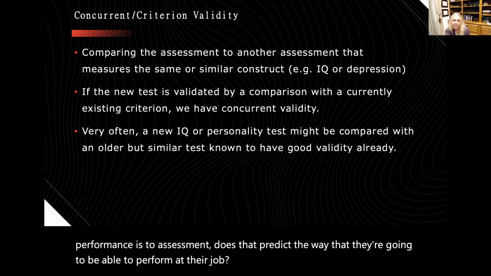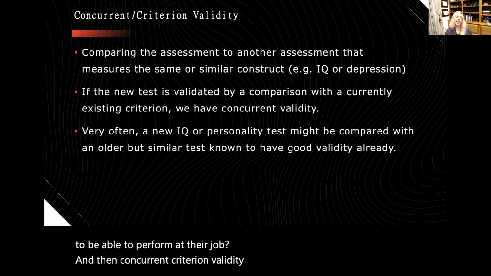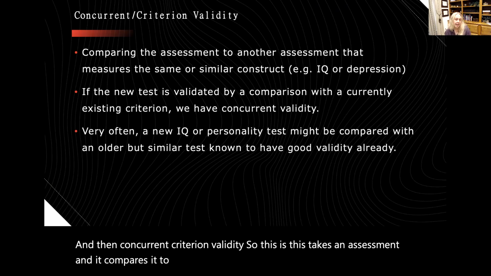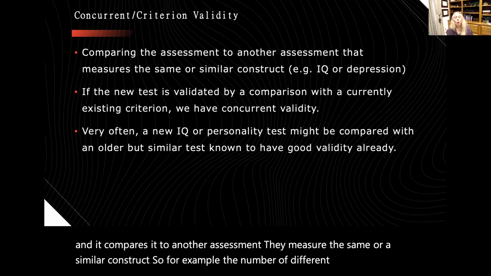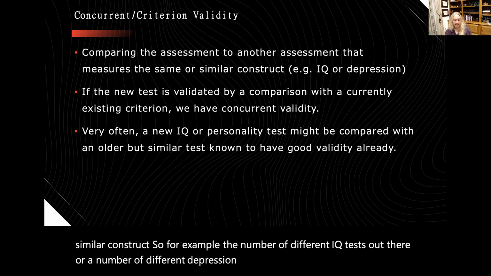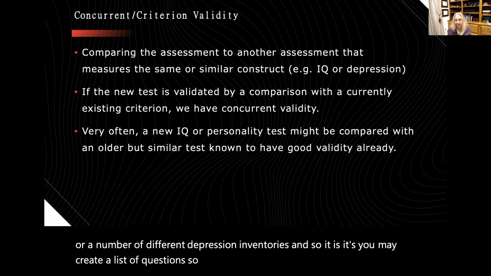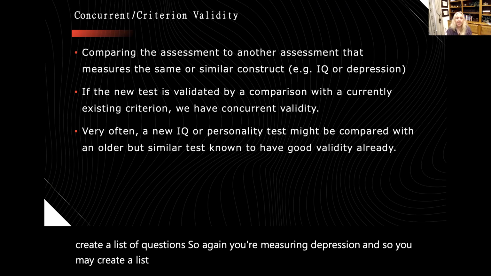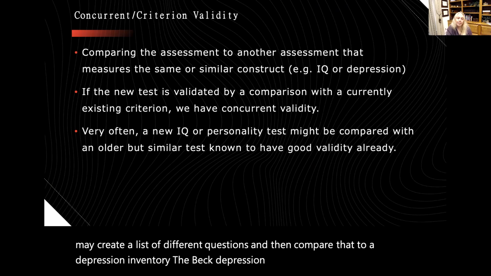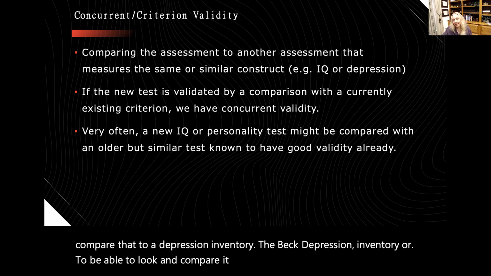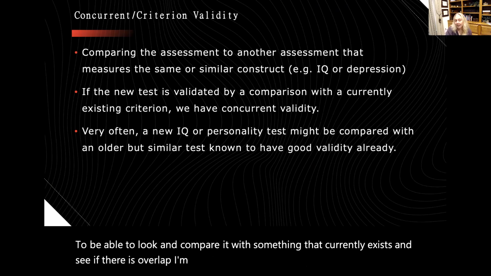And then there's concurrent and criterion validity. This takes an assessment and compares it to another assessment that measures the same or a similar construct. For example, there are a number of different IQ tests out there, or a number of different depression inventories. Let's say you're measuring depression. You may create a list of different questions and then compare that to a depression inventory, like the Beck Depression Inventory, or to something that currently exists, and see if there's overlap. A new personality test may be compared to something that's outdated and older.